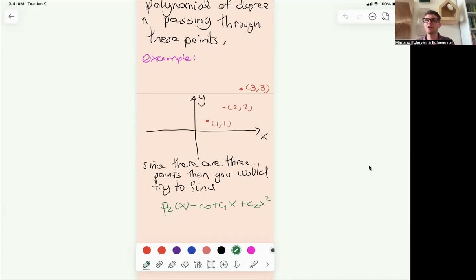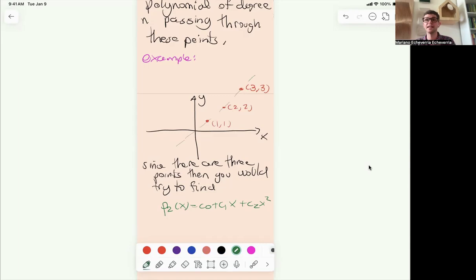Is that making sense? But I don't know if anyone notices something about these particular 3 points. Is there an obvious thing anyone can see about those 3 points? Right. They seem to be on the line y equals x. They appear to be on the line y equals x.